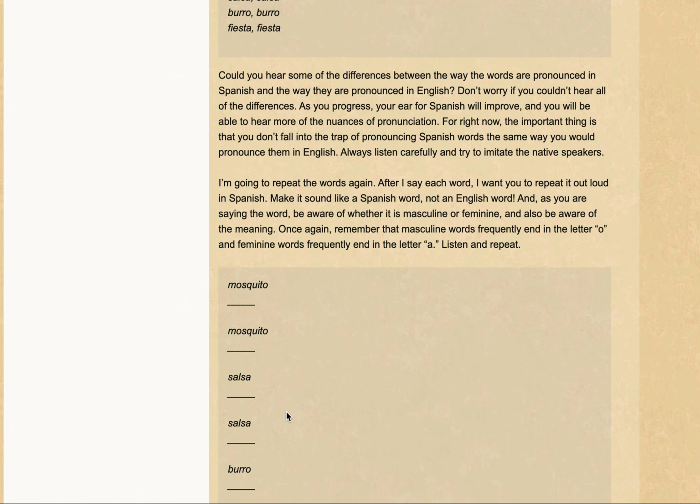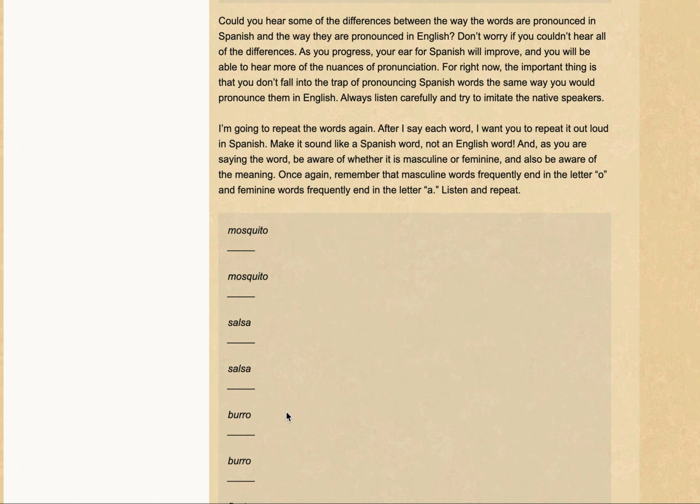Could you hear some of the differences between the way the words are pronounced in Spanish and the way they are pronounced in English? Don't worry if you couldn't hear all the differences. As you progress, your ear for Spanish will improve, and you will be able to hear more of the nuances of pronunciation. For right now, the important thing is that you don't fall into the trap of pronouncing Spanish words the same way you would pronounce them in English. Always listen carefully and try to imitate the native speakers.